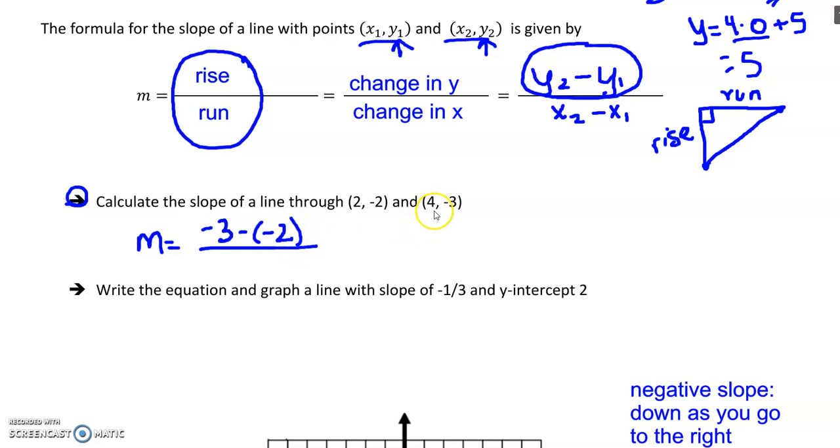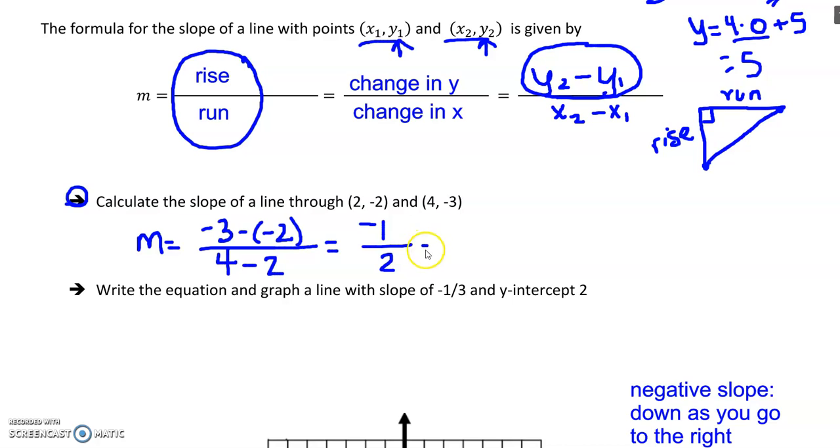And then in the denominator, we're going to subtract the x's. 4 minus 2. So in the numerator, -3 minus -2 is the same as -3 plus 2, which is -1. And in the denominator, we're going to take 4 minus 2, which is 2.